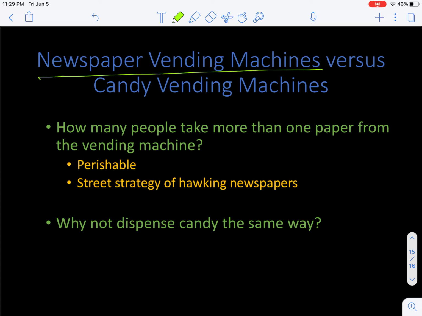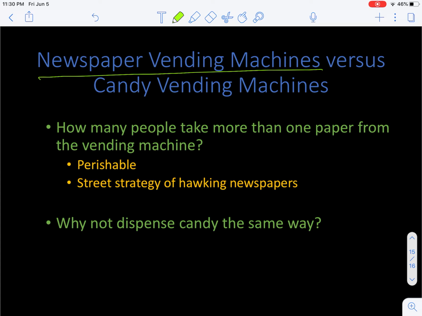You put in the money, you unlock it, it opens the door, and then you reach in and grab a paper. Is there anything preventing you from grabbing 3 or 4 or 10 papers that are stacked up in there? No, they just trust you. You paid for one paper, it unlocked the door, you grab your paper, it closes back up.